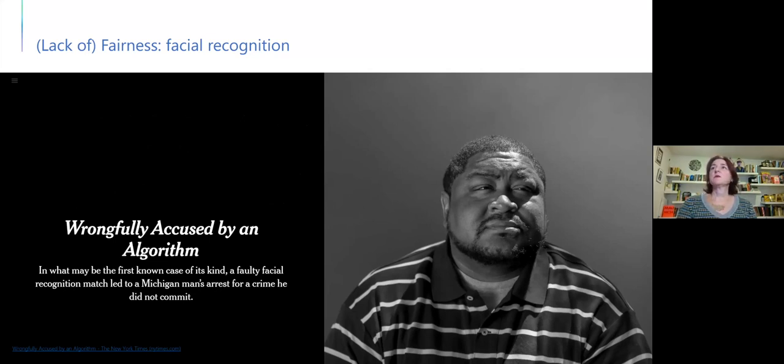So here's another example: facial recognition. This man was wrongly accused by an algorithm of robbing a jewelry store. The police came to his house in the middle of the day and just took him away. When you look at the evidence for why that algorithm thought he was the person, you can't really say anything but the fact that they were both Black, because the picture the shop had on their security cameras and the picture of this person do not even resemble each other. And that arrest was made based on that algorithmic decision.